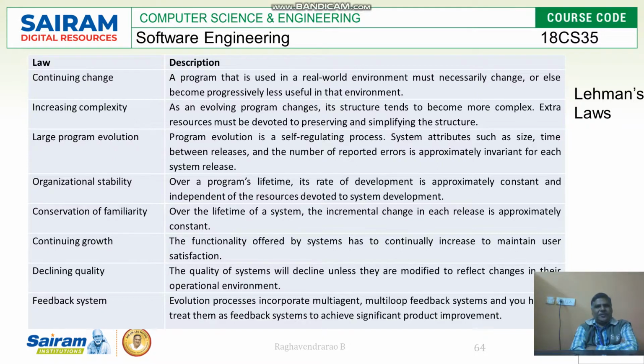Continuing growth. Next point: the functionality is offered by the systems. Different system functions are used for the application, so there will be continual change in that. Functions are going to be added and so on. Finally, the customer should be satisfied. So the continued growth of the system must be there. This is what we call new releases of the product.